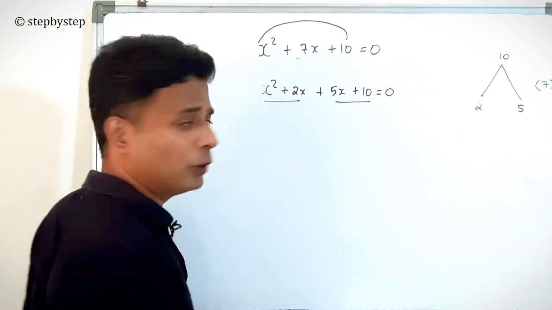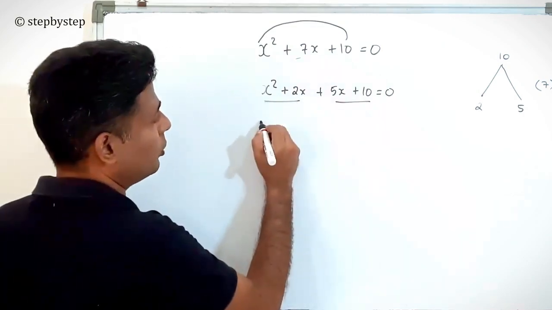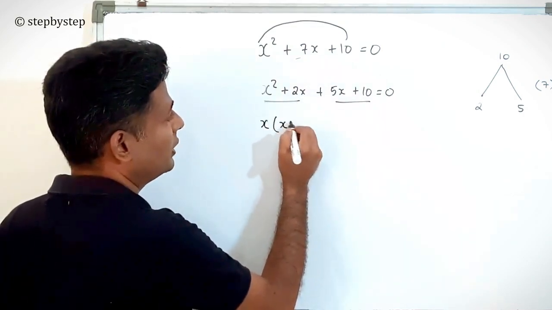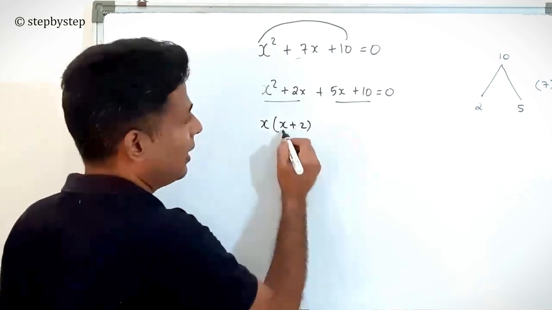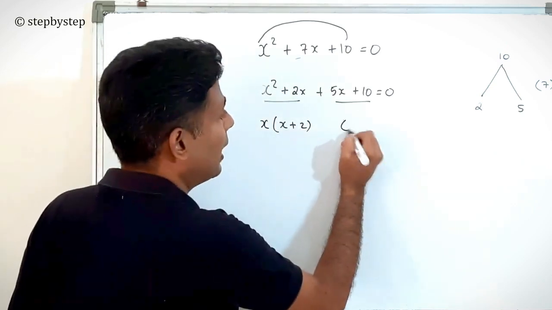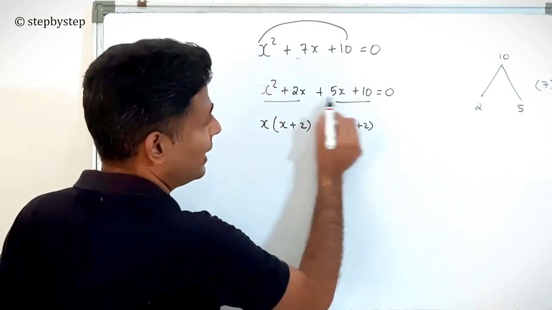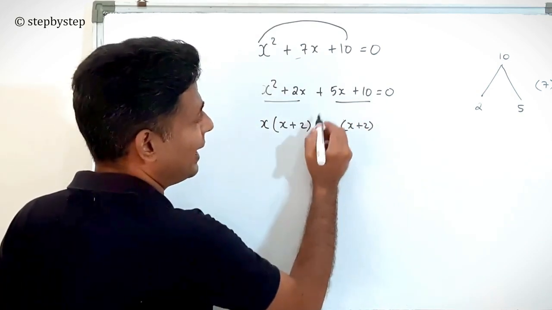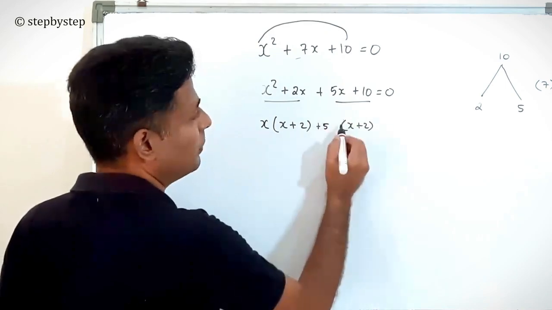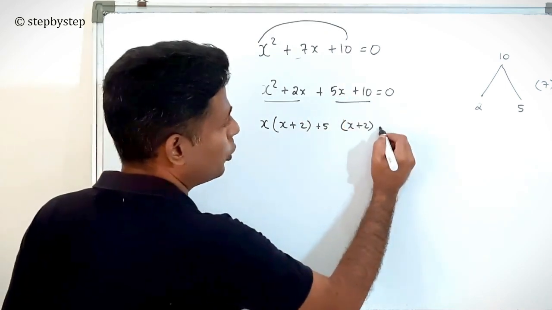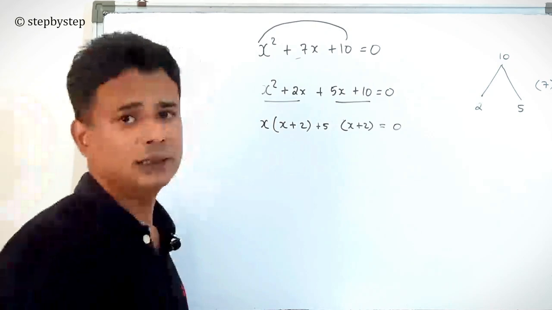Now I'll pair two each. Now what is common in these two? X is common, which means I get x plus 2 inside. If I have x plus 2 here, I should get x plus 2 here as well. So what can I take common to make it x plus 2? I can take plus 5 common, which means here 5 goes out and here 2 remains, equal to 0.